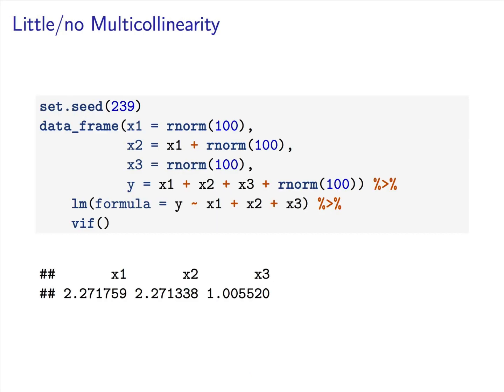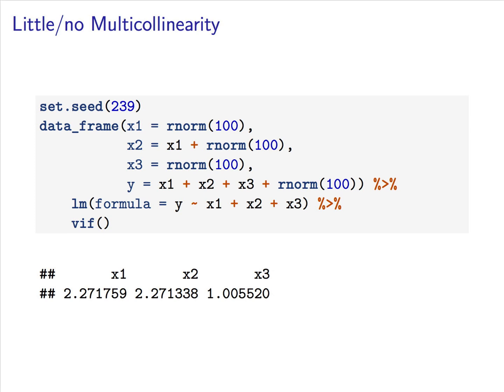Now for our next assumption, we assume that there's little or no multicollinearity. When independent variables are correlated, our model can become unstable. The coefficients change a lot depending on which terms are included in the model.